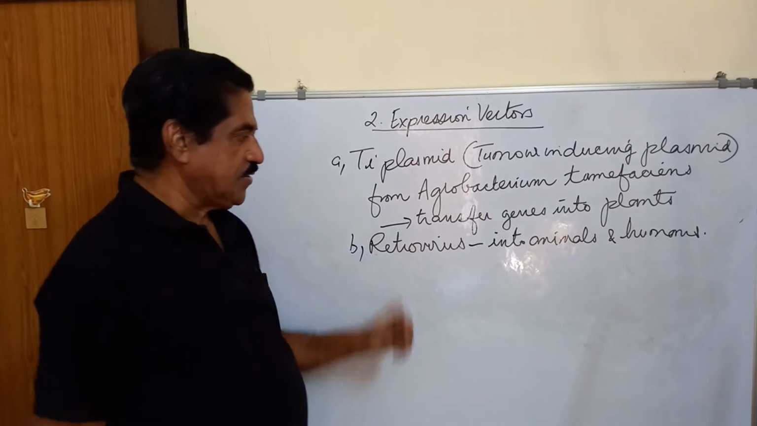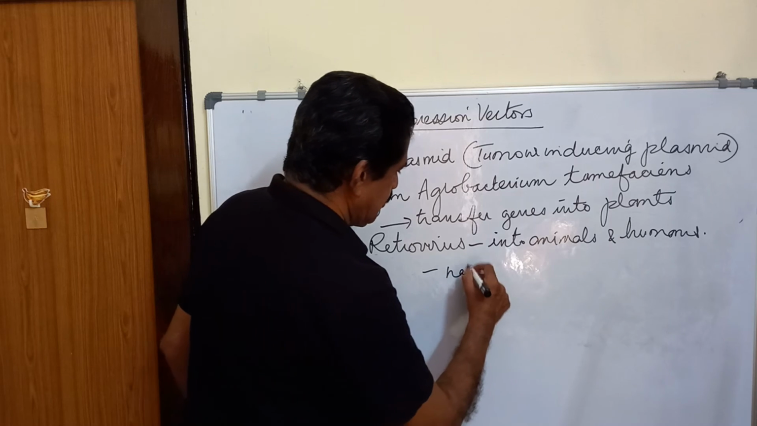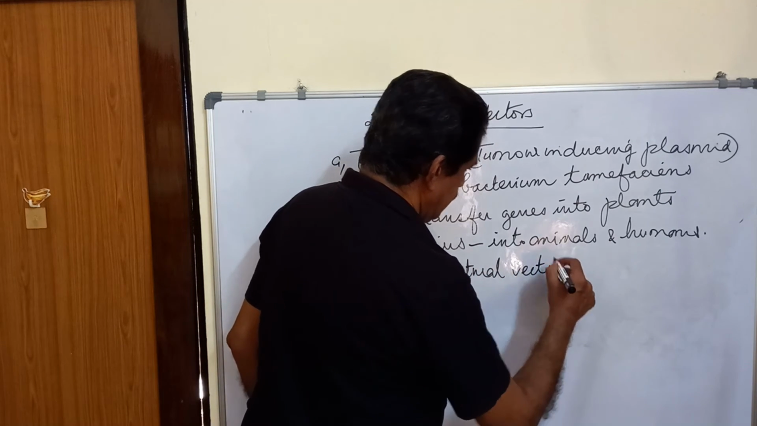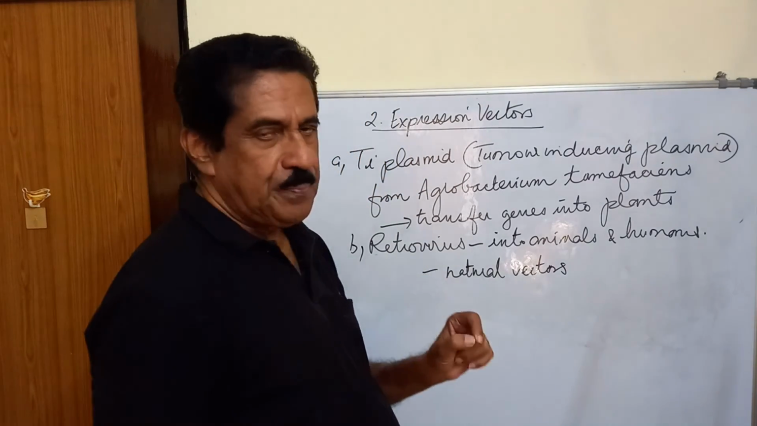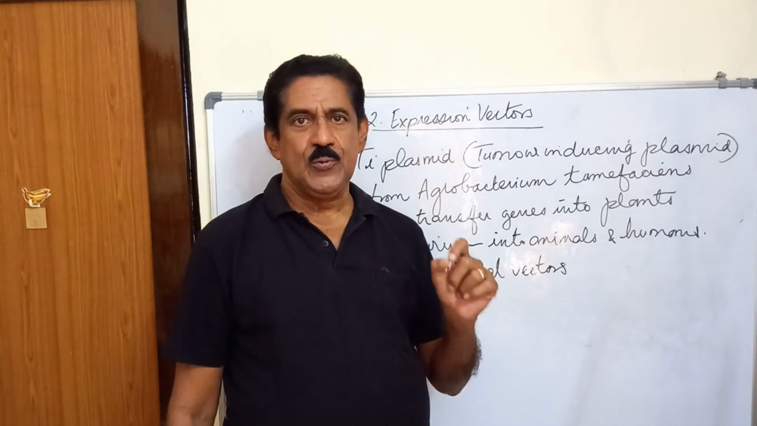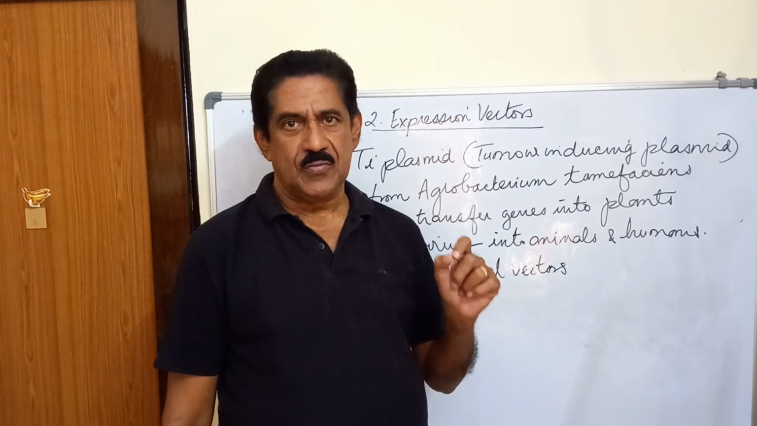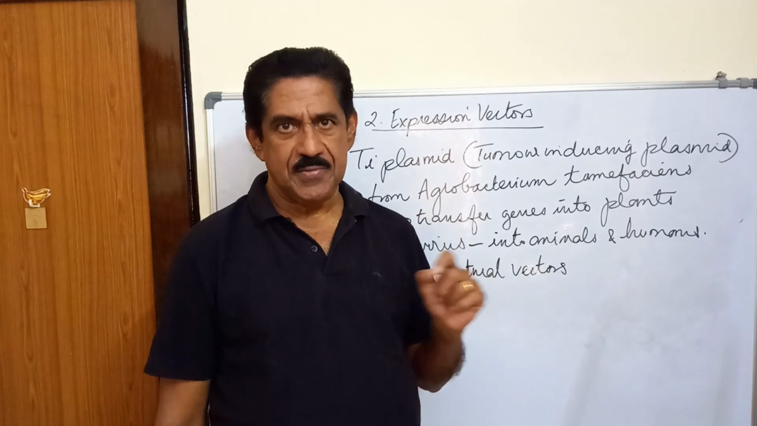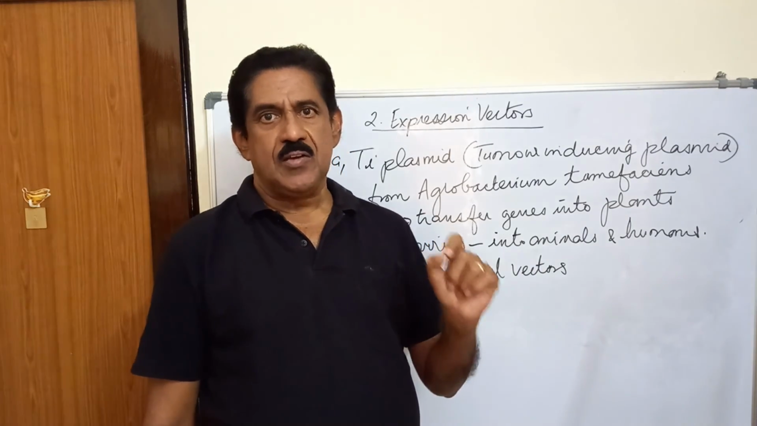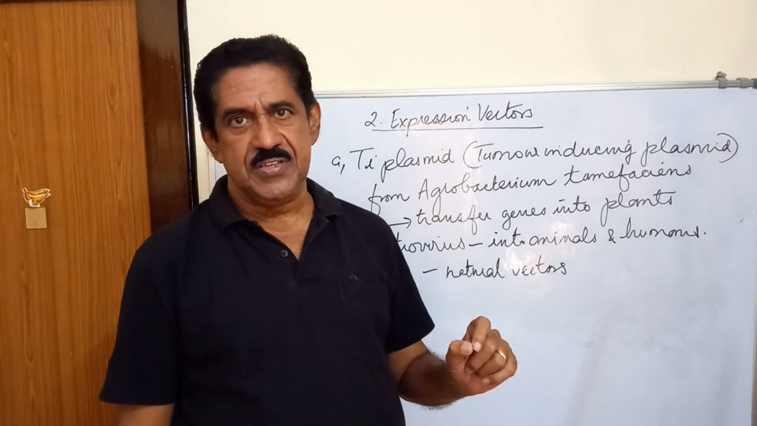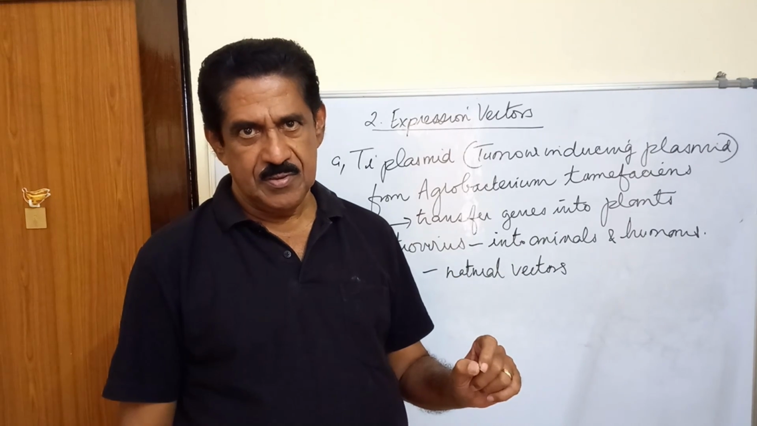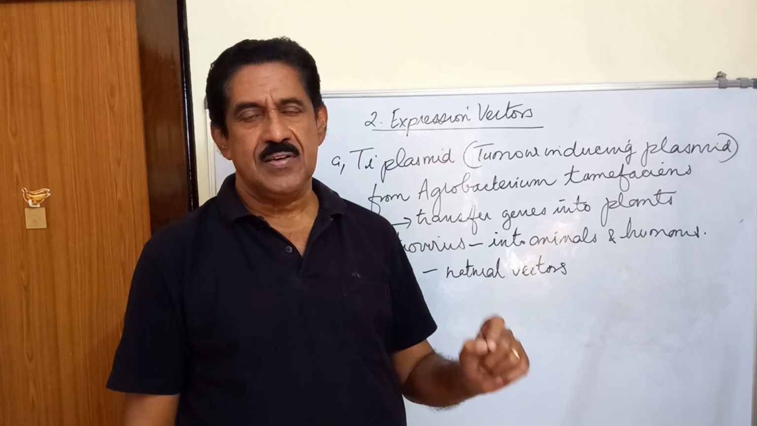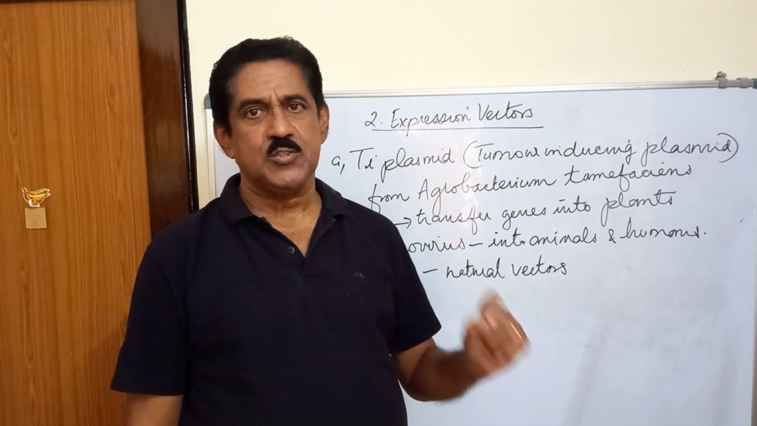These expression vectors are natural vectors. I'll repeat once more. Cloning vectors are used to make multiple copies of DNA. The most important vector we have to study is pBR322. Expression vectors are used to transfer genes into various organisms. And cloning vectors are artificial vectors. Expression vectors are natural vectors.